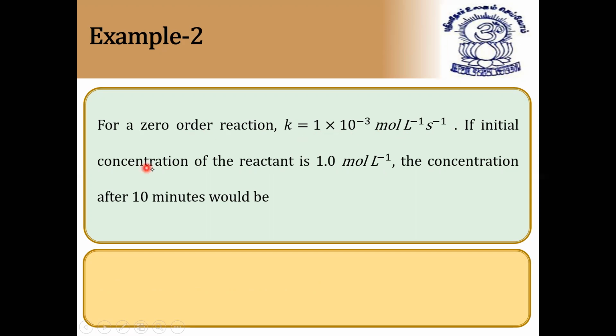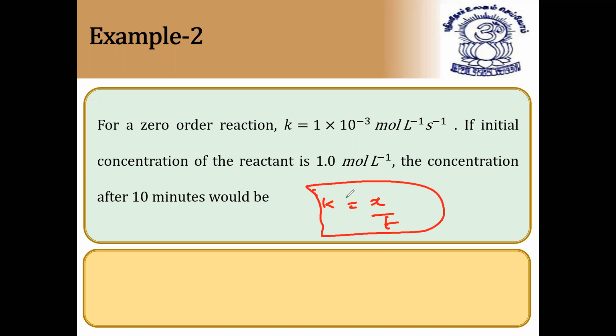liter per second. If the initial concentration of the reactant is 1 mole per liter, then the concentration after 10 minutes would be very, very important. So for a zero order reaction, K is equal to X by T. This is the integrated rate equation for zero order chemical kinetics. So K is equal to X by T.